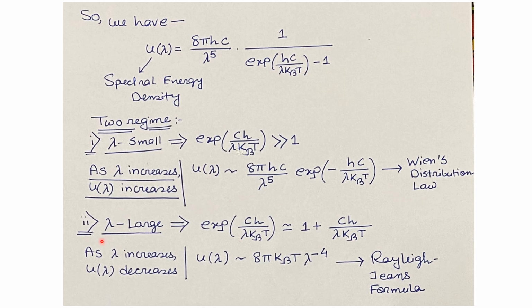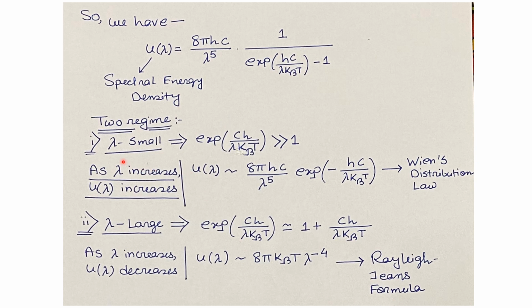The second scenario is when the wavelength of the blackbody radiation is large. For large lambda, the exponential term in the spectral energy density can be approximated as 1 plus hc divided by lambda kBT. If we put this approximated form of the exponential term, then we get u(lambda) as 8 pi kBT lambda to the power minus 4. This is known as the Rayleigh-Jeans formula.